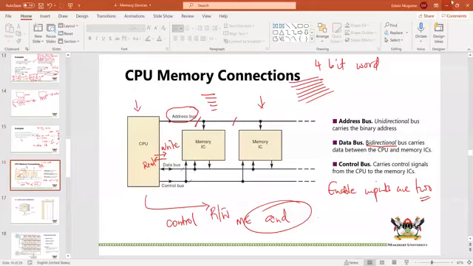Okay, so that's it about CPU memory connections. You just need to remember that we have 3 types of buses: the address bus, the data bus, and the control bus. The data bus is bidirectional, whereas the other 2 are unidirectional. Actually, you can even see here that this is your input and that is your output. If we are inputting, meaning we are writing, we can't also be outputting, because then you're going to have a clash, you're going to have interference between those signals.